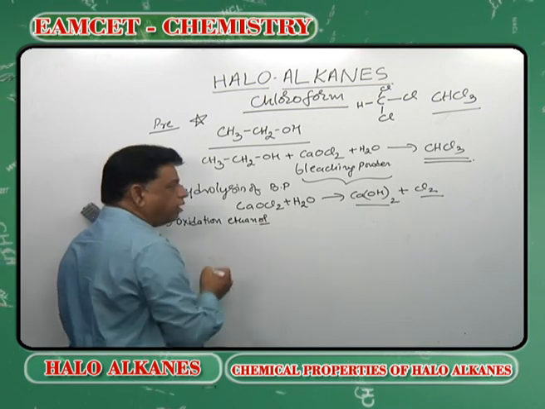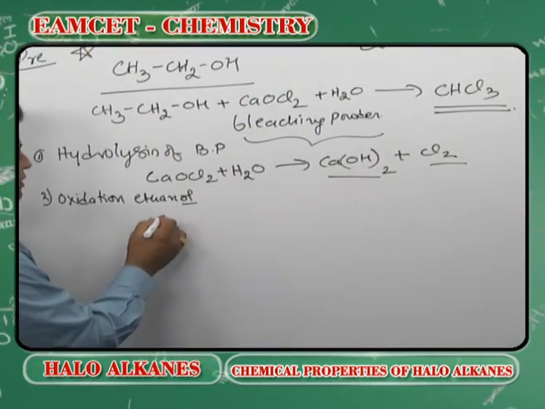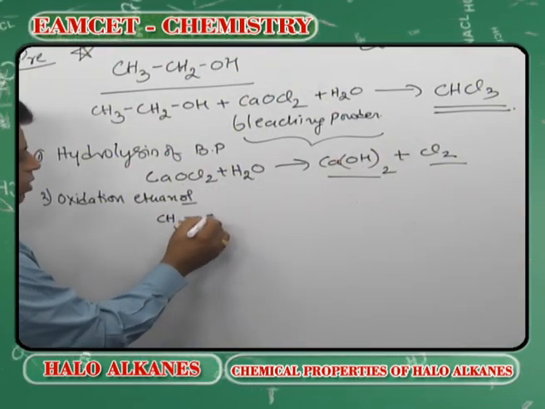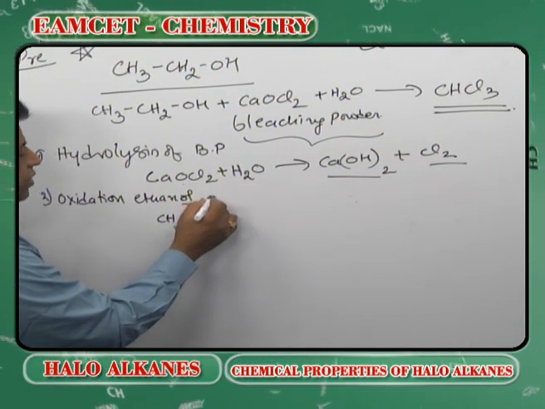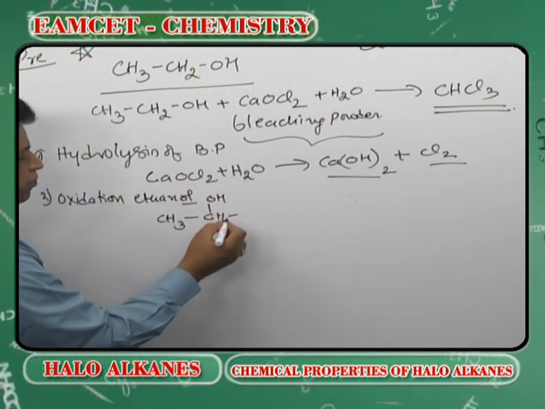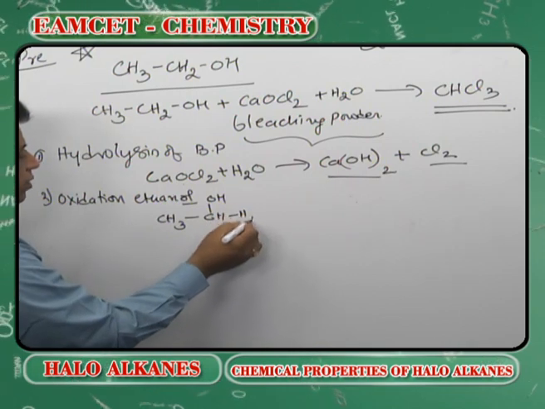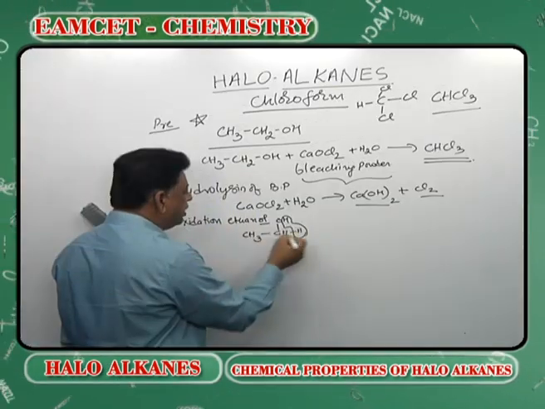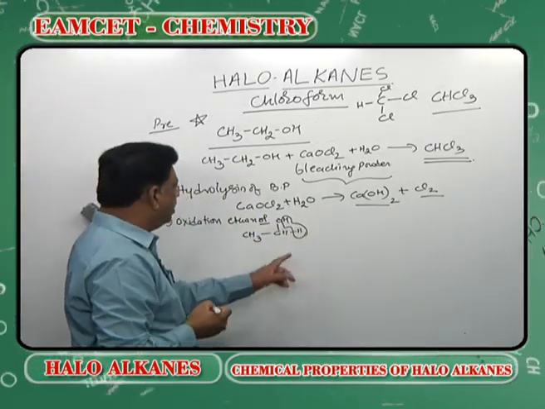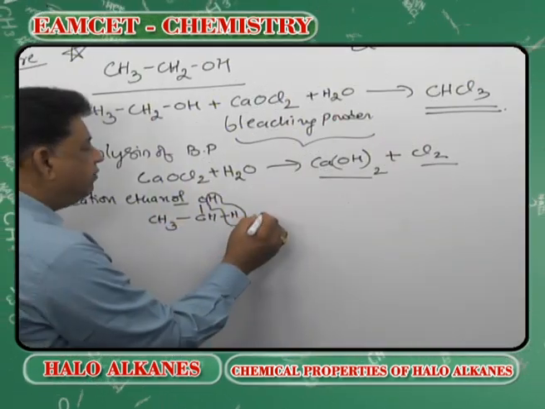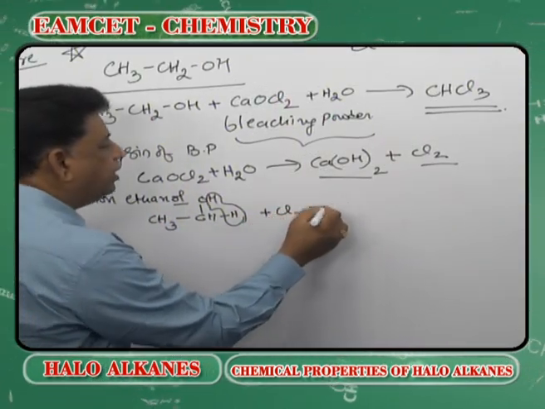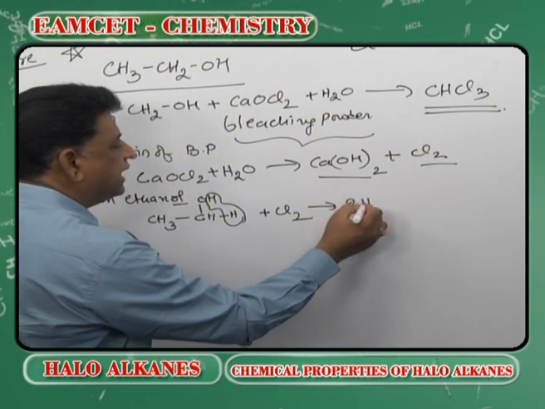Ethanol means alcohol, so this alcohol is oxidized. Ethyl alcohol has a hydroxy group and a hydrogen. This hydrogen and this hydrogen will be removed as H2, treating with the chlorine and forming 2 moles of HCl.